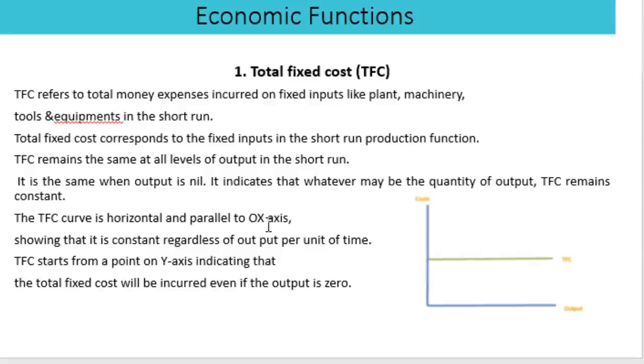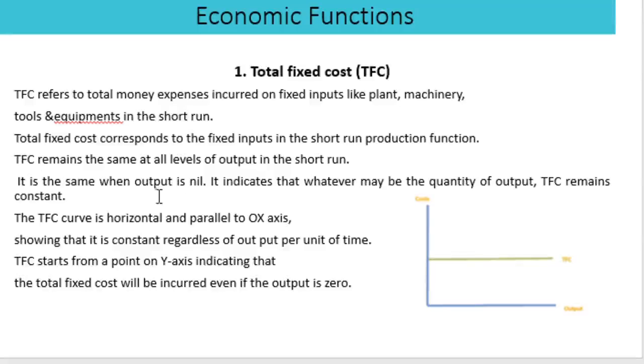A brief explanation about the costs that we have already discussed is given in this section. The first one is total fixed cost. Total fixed cost refers to the total money expenses incurred on the fixed inputs like plant, machinery, tools and equipment in the short run. That is, total fixed cost is the cost for fixed inputs of the firm. It remains the same at all levels of output in the short run. It is the same even when the output is nil.